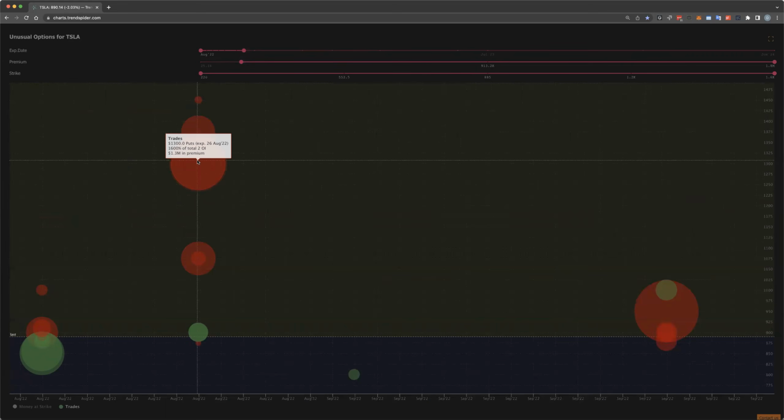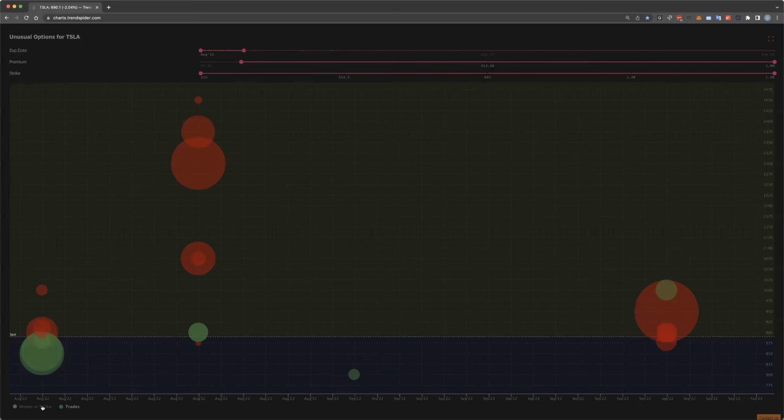And now if you hover your mouse over these, you can get the details. This is a put trade. Someone paid $1.3 million in premium. It made up 1,600% of the open interest at that moment, right? And it was in puts at the $1,300 price point. The white line here is the current price. So these are in the money right now, big time. And you can see the same thing with calls.